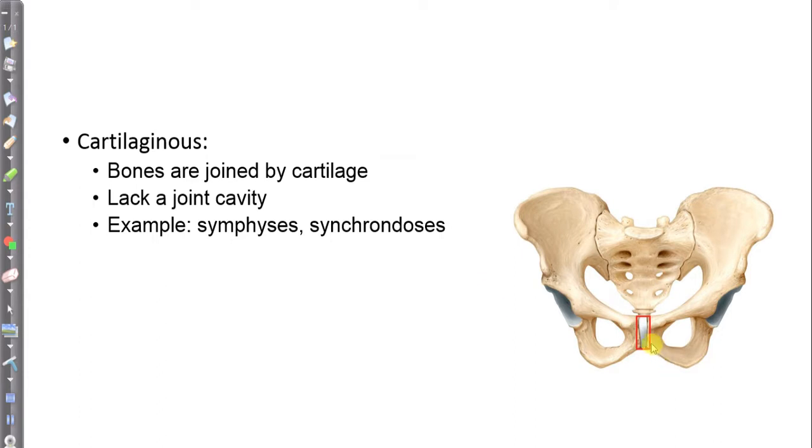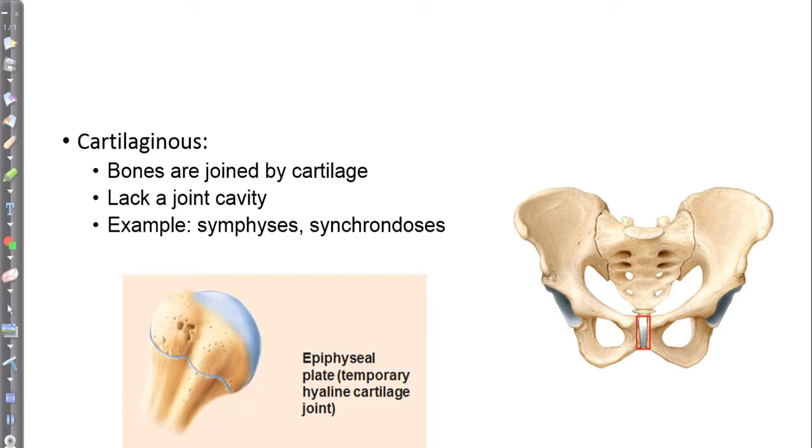You see here in the box the pubic symphysis. This is going to be an example of a cartilaginous joint. Each end is just too small to see it, but each end is going to have its own cartilage on the side, and then there's going to be fibrocartilage in the middle, and that therefore makes this a cartilaginous joint.